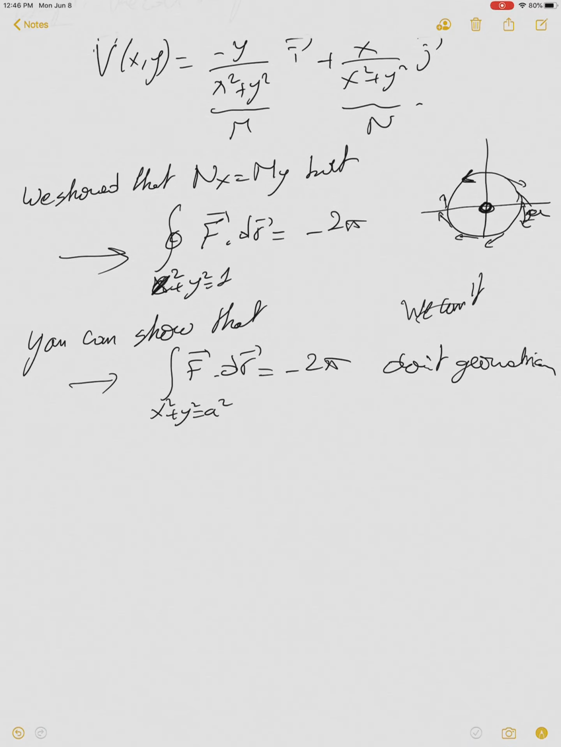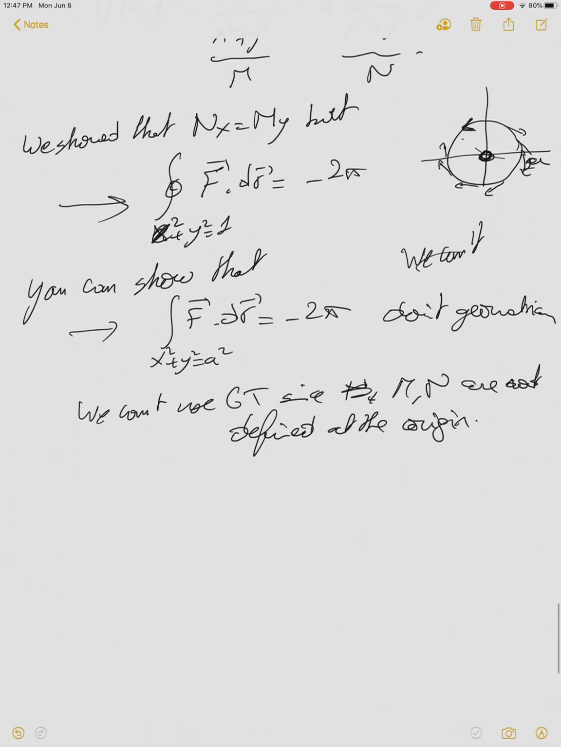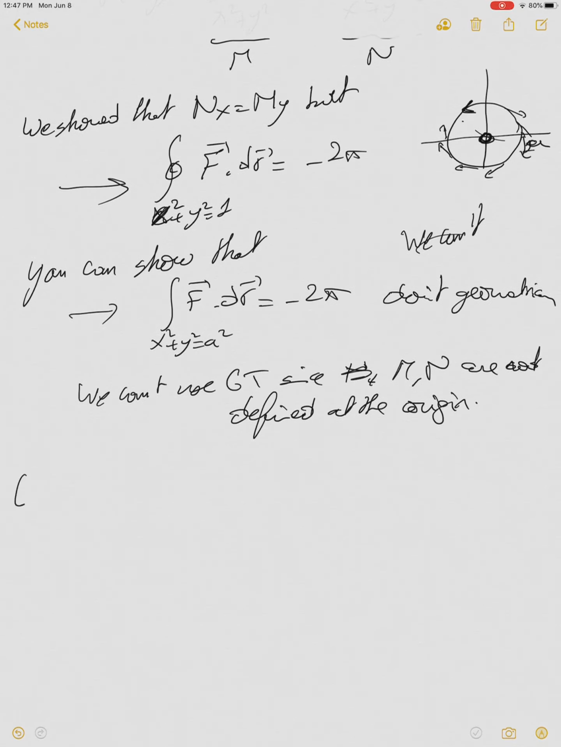So we cannot use Green's theorem since m and n are not defined at the origin. Correct? I need f to be defined in the whole region enclosed by the disk. Now let's ask a question.